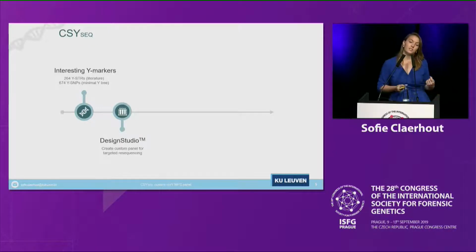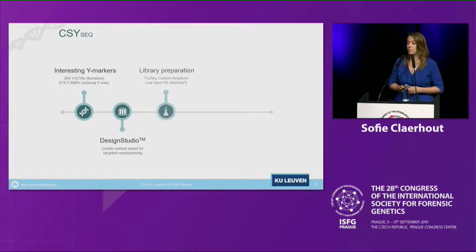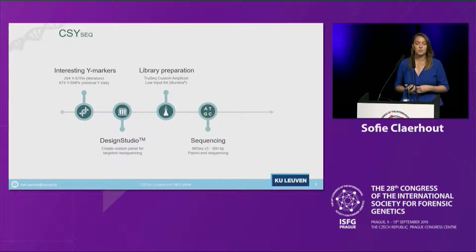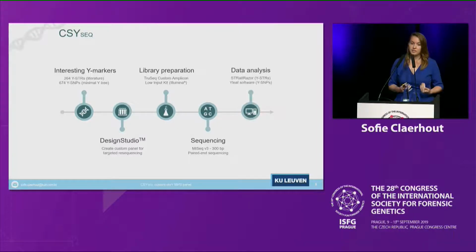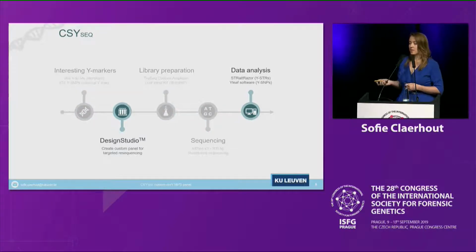Primer pairs were designed using Design Studio by Illumina, and we prepped our samples using the TruSeq Custom Amplicon Low Input kit of Illumina, to then sequence them on the MiSeq 2x300 base pairs, which is paired-end sequencing. Then samples were demultiplexed, and variant calling was mainly done through STRait Razor for YSTRs and through Y-Leaf software for Y-SNPs and haplogrouping. So Illumina gave us a list of regions that our panel would target in theory, which we then compared to what our panel targets in practice, so after data analysis.